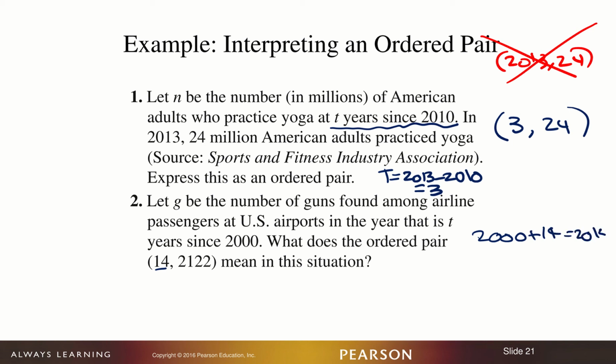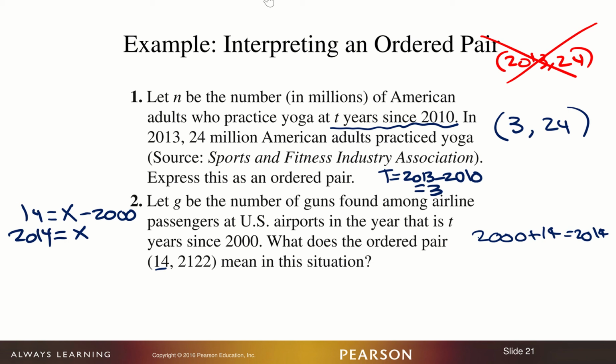Equals 2014. For those of you who may be more algebraically inclined, remember that we have 14, which is the t value, equals 2000, or actually what year minus 2000, and then we add 2000 to both sides, we get x equals 2014.